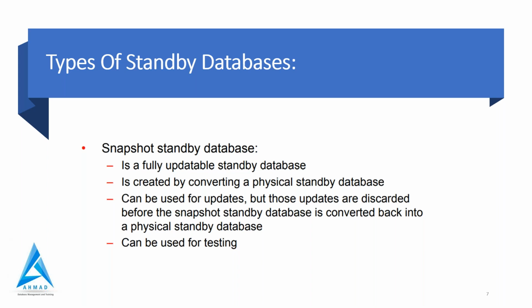Suppose you want to check some application queries on your standby. The better method is to convert into snapshot standby, and then check those updates. Later, when you convert your snapshot standby back to physical, the updates will automatically be discarded from the standby. So your physical standby will become identical to production. It is basically used for testing. Now, got it? All three types of standby database.